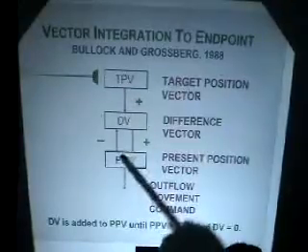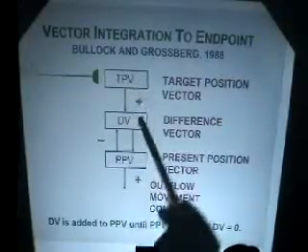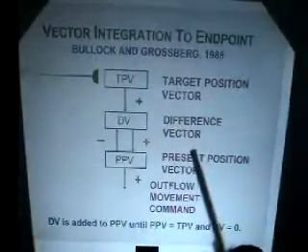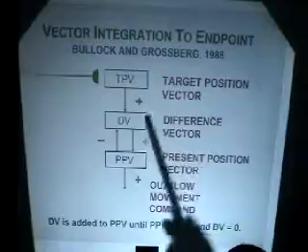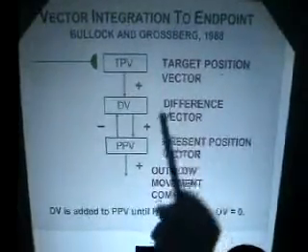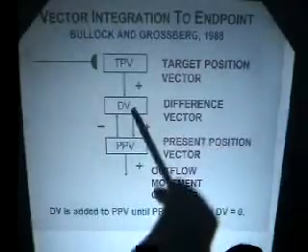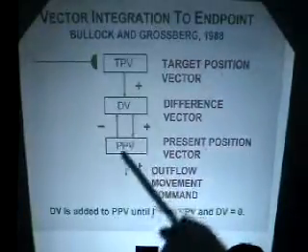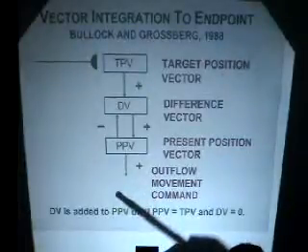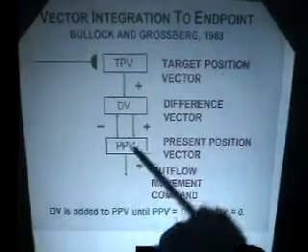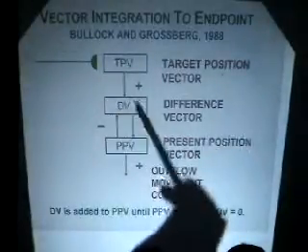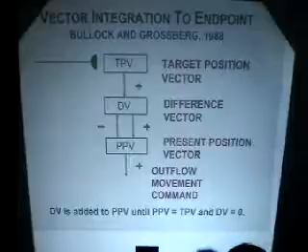So you subtract where you are from where you want to be, that gives you a difference vector that computes the direction and distance that you have to move to get from where you are to where you want to be. And then you take the difference vector and integrate it into the present position vector, moving your hand-arm system along the way until you integrate the PPV and it equals the TPV, the DV equals 0, and you stop.